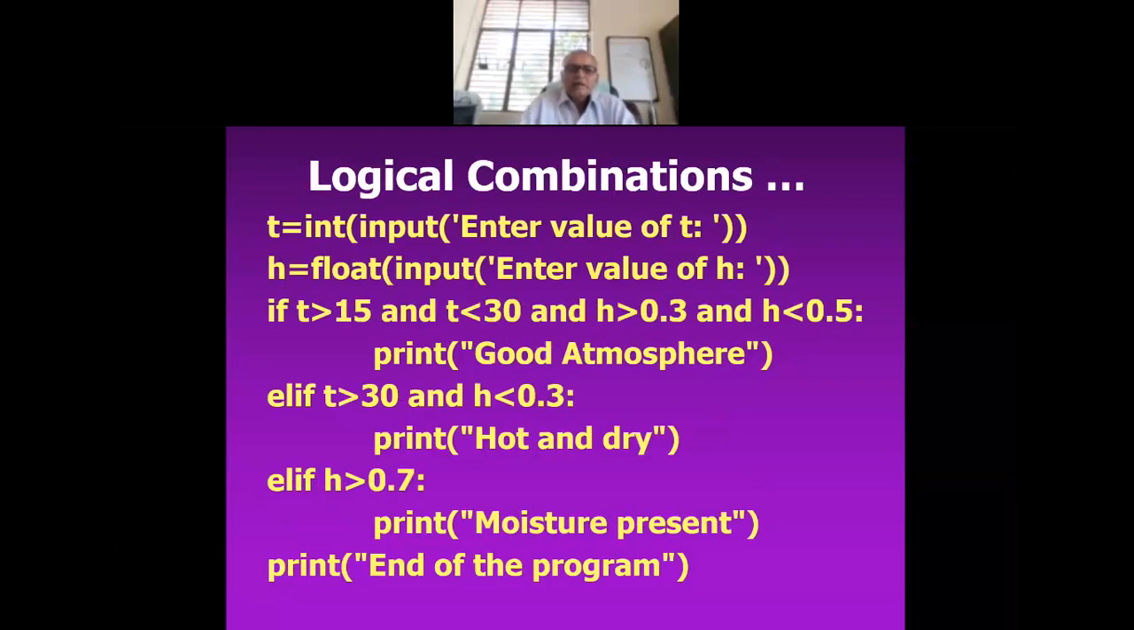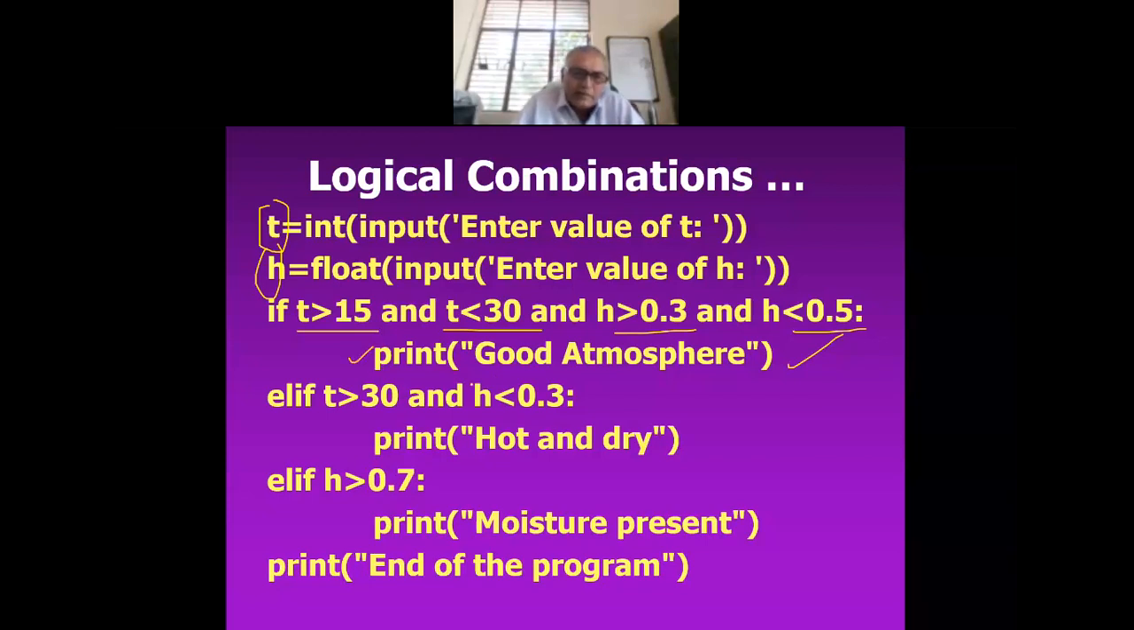Then there are logical combinations you can use along with the if else statement. Here I am reading the value of temperature and humidity. I showed you the DHT sensor yesterday, and the DHT sensor gives temperature and humidity values. If the temperature is greater than 15 and less than 30, and humidity is more than 30 percent and less than 50 percent, we want to say it's a good atmosphere. Our AC will be off, our heaters will be off, everything. That type of command we can also put here.